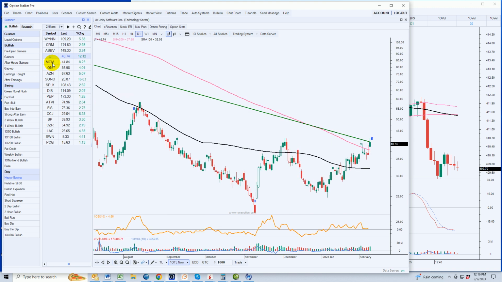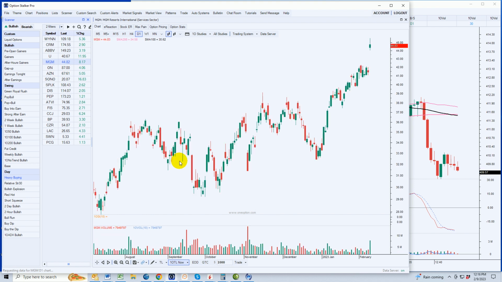Not right now, anyway. The stock is going to be trying to get through this downward sloping trend line right now. It's also trying to get through this horizontal resistance right here. So not of huge interest to me either.